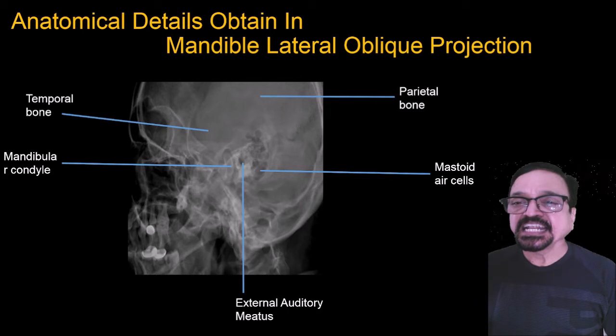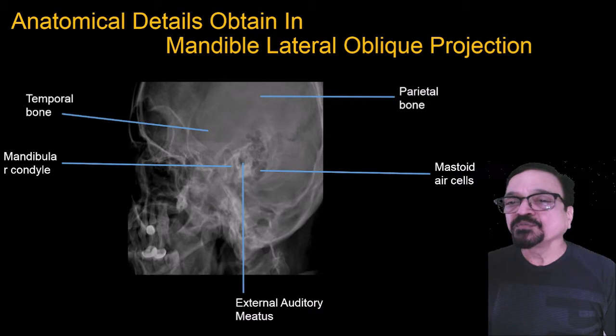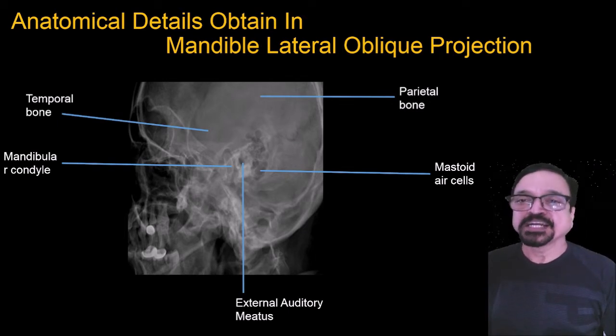What are the structures seen? The temporal bone, then the mandibular condyle, parietal bone, mastoid air cells, and external auditory meatus. See, we have separated the two sides. The lateral projection will overlap them, and it will be difficult to separate which is right and which is left. But here, because of the angulation we have achieved, both sides are separated, and the side which is near the cassette, near the table, will be projected properly.